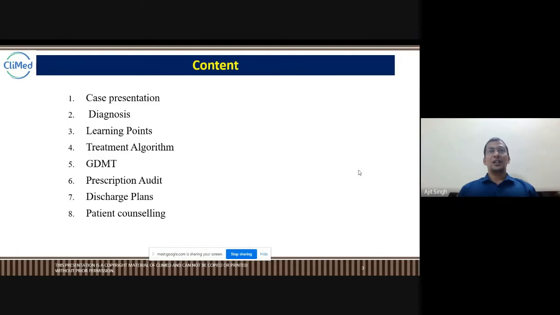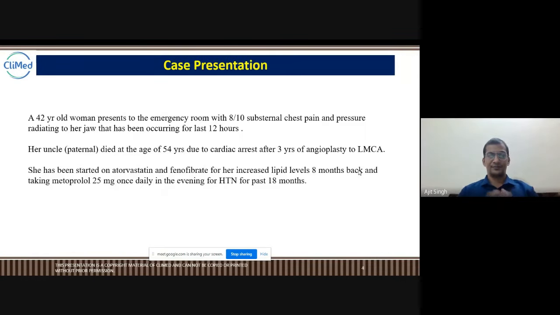But I'll take you through the whole guidelines of the European Society of Cardiology and the American College of Cardiology and American Heart Association, what we usually use worldwide, those guidelines. Okay, so this is the case here. This is the case, guys.